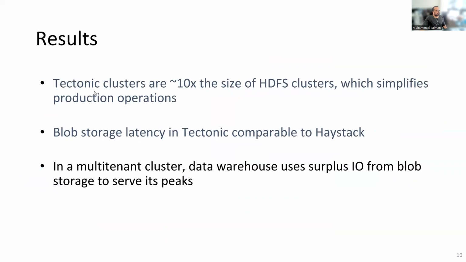So in the results, since the Tectonic cluster merges everything together, it is 10 times the size of an HDFS cluster, which simplifies the production operation. And the blob storage latency in Tectonic is comparable to Haystack. So it is as fast as the Haystack operations. So again, they are achieving this. And then in a multi-tenant cluster, the data warehouse uses surplus IO from the blob storage to serve its peak. What does it mean? Let's go and check it in the result.